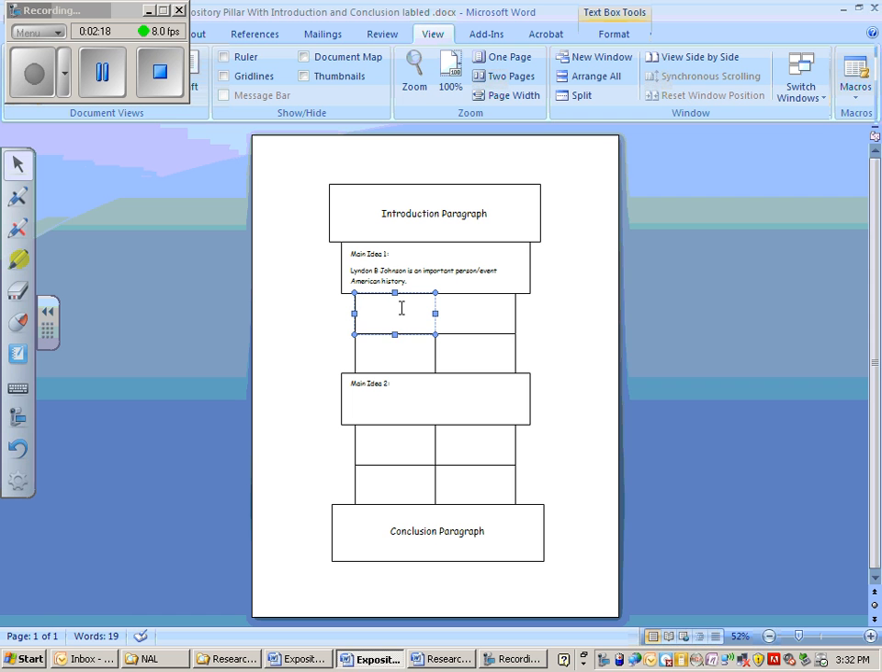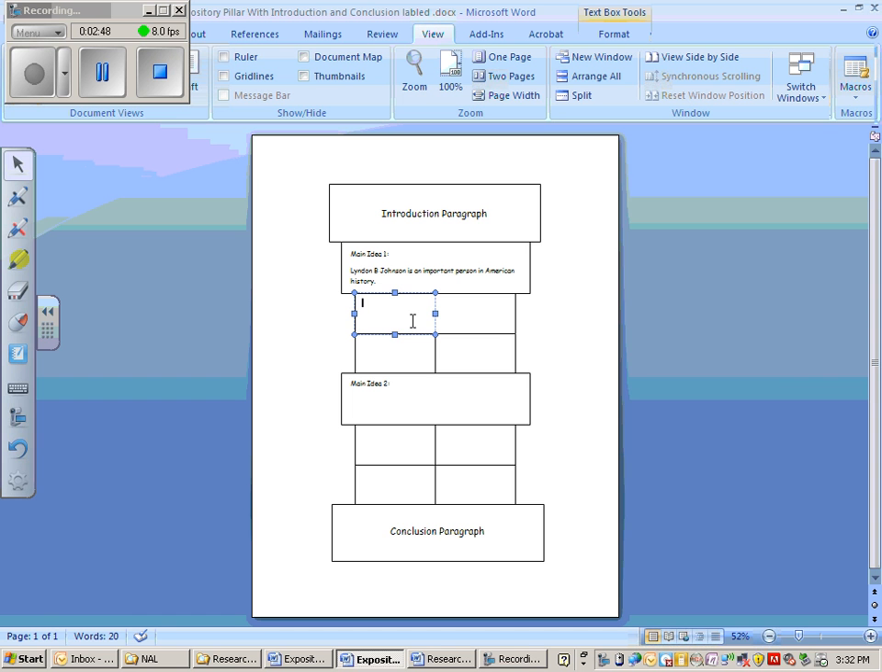So on your first main idea, all you need to do is plug in your person or event here, and then decide, am I going to say Lyndon B. Johnson is an important person or an event? So obviously I will say person. So my main idea says Lyndon B. Johnson is an important person in American history. Then what I'm going to do is use the research that I have gathered in class on Thursday and Friday to support that main idea.